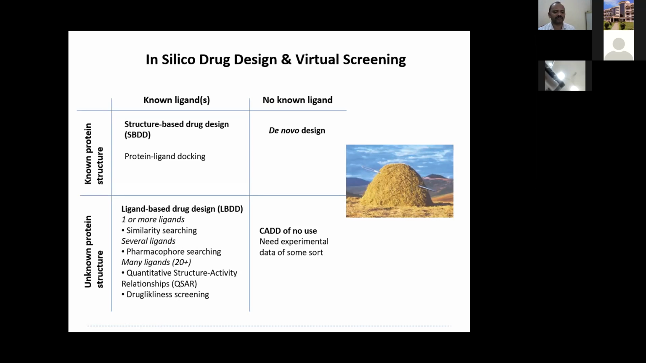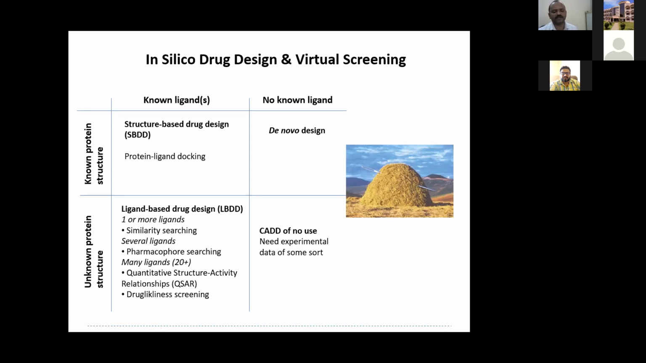library of compounds. Then we can do quantitative structure activity relationships, QSAR. What we do in quantitative structure activity relationships is what we are going to discuss in this class now. Next is drug-likeness screening. Your Lipinski's rule of 5 is also ligand-based, even though it is connected to ADMET properties.